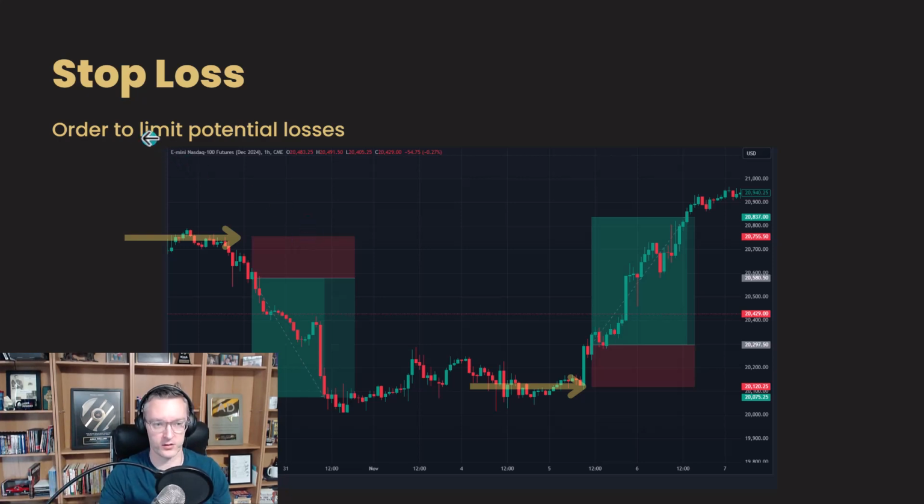So again, it's the order to limit potential losses. If the price was here, and instead of coming down, it comes back up and it passes that line at the top of this red box here, that's your stop loss. You would be taken out of the trade and you'd lose whatever amount that you risked in that trade.